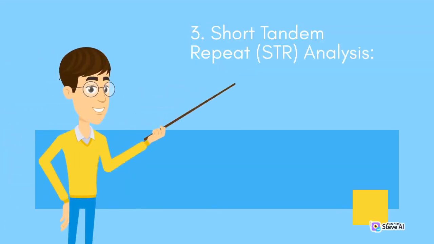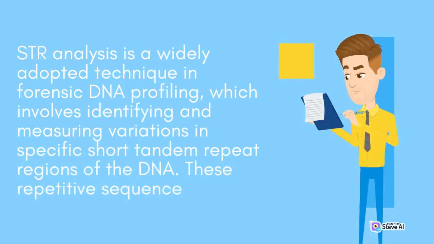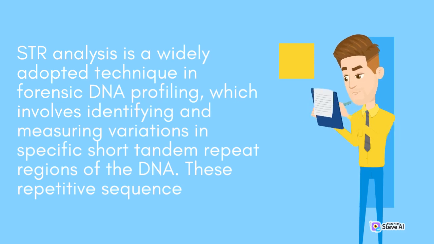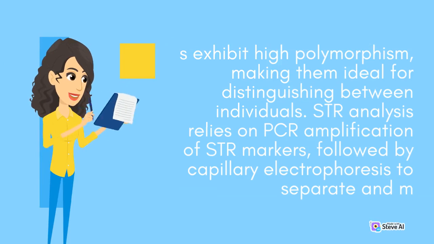3. Short tandem repeat (STR) analysis. STR analysis is a widely adopted technique in forensic DNA profiling, which involves identifying and measuring variations in specific short tandem repeat regions of the DNA. These repetitive sequences exhibit high polymorphism, making them ideal for distinguishing between individuals.